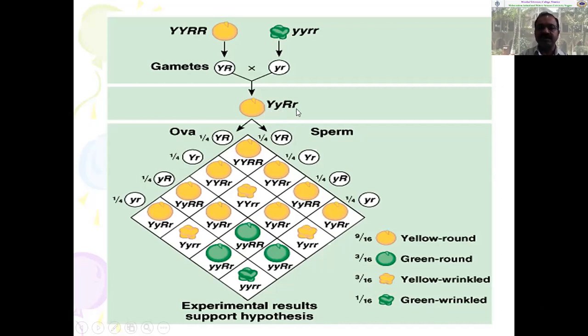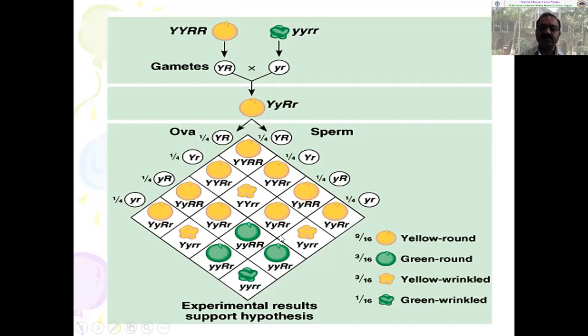So when these F1s were selfed, when they are crossed among themselves, instead of staying in whatever the parental gametes were, like here the parental gametes were capital Y and capital R, while small y and small r, instead of staying in the same combination, this capital Y not only combines with the capital R, similarly capital Y can combine with the small r. Similarly, capital R went with the capital Y, as well as the capital R went with the small y.